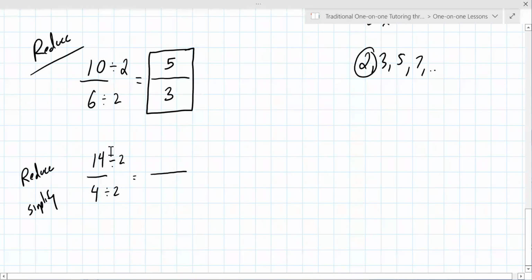What is 14 divided by 2? It's 7. How about 4 divided by 2? 2. Okay. Now you try it again. Is 7 divisible by 2? The answer is no, it is not. It's odd. 2 is divisible by 2, but they have to both be. So you stop reducing when you get down to numbers that can't be divided any further.